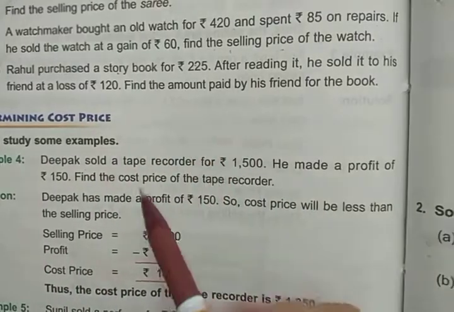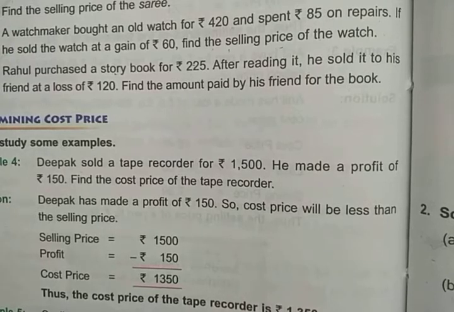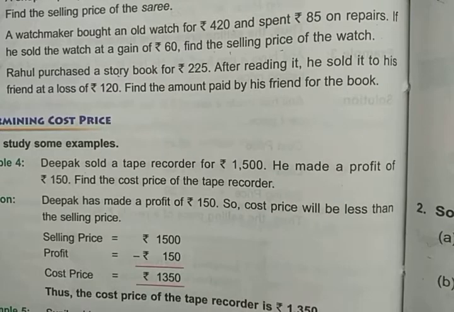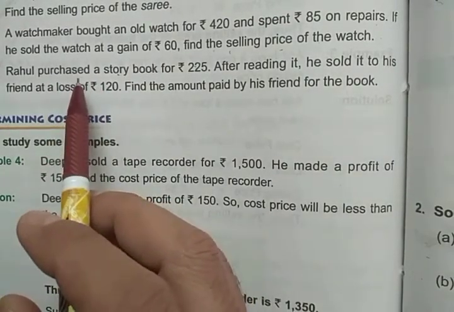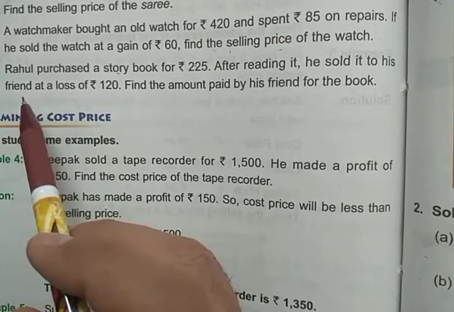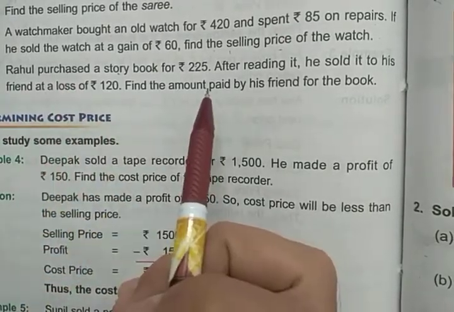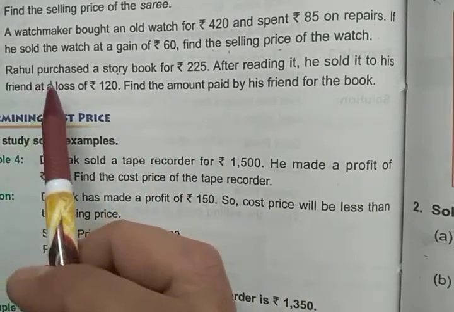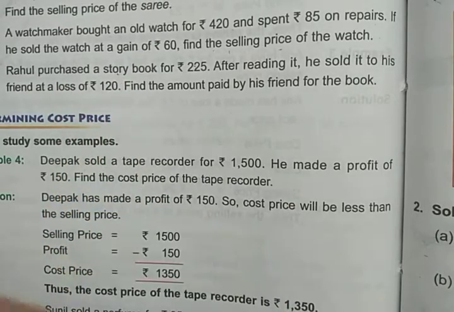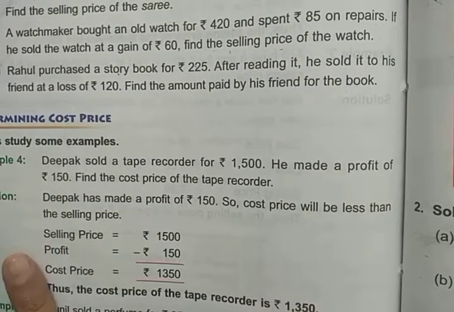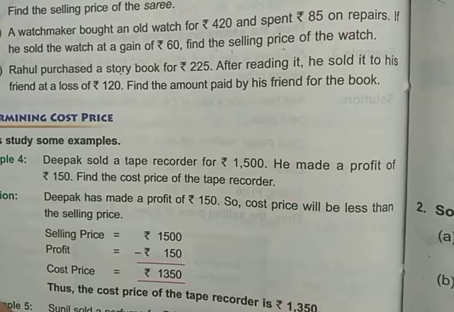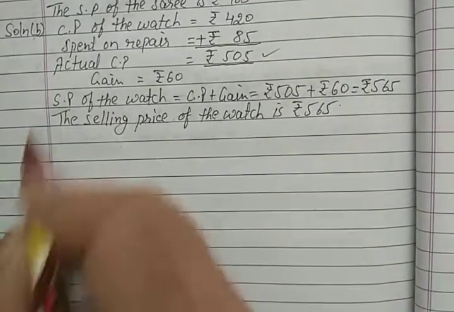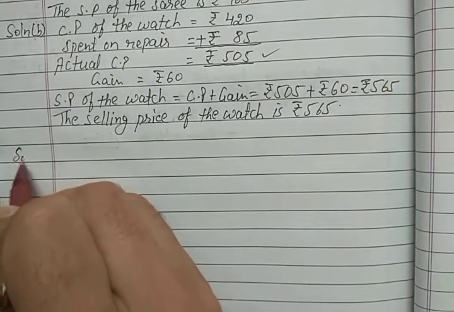The only thing is, this question has been twisted a little. The amount that the friend will pay, what will it be for Rahul? It will be the selling price, because Rahul is selling the book to his friend. So his friend is purchasing a book from Rahul, so that is the selling price for Rahul. That means you have to find out the selling price of the storybook. So again, solution number C.